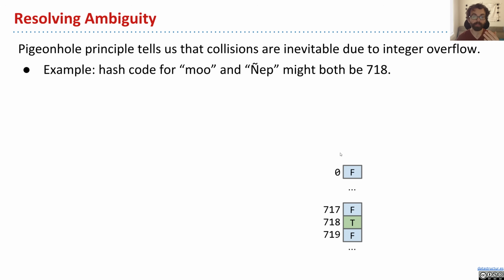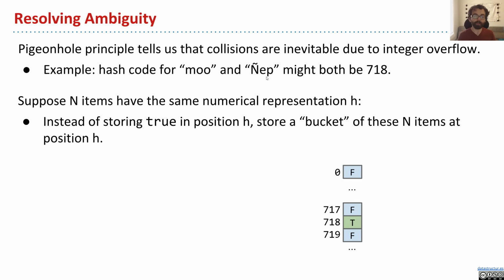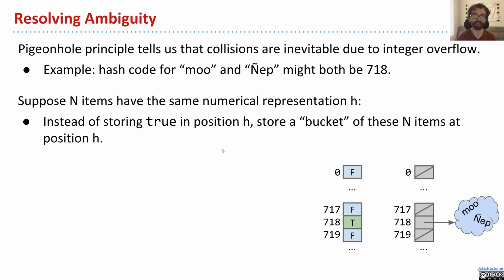So this is a problem, because if we're trying to do this data indexed array idea from before, well, when we look in position 718 and see true, we don't know if it's moo or nyep that we have. So what I'm going to propose, and my alternate big idea I'm just going to give away, is that let's say we have n items that all have the same hash code. Well, instead of storing a true-false value, we're instead going to store a bucket of items that have that representation.